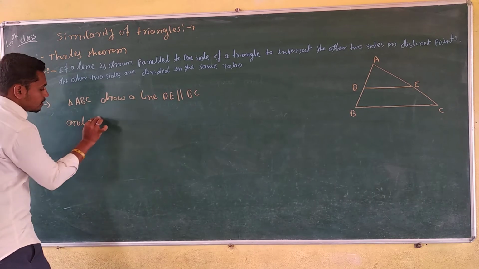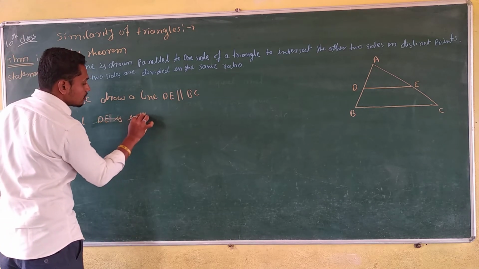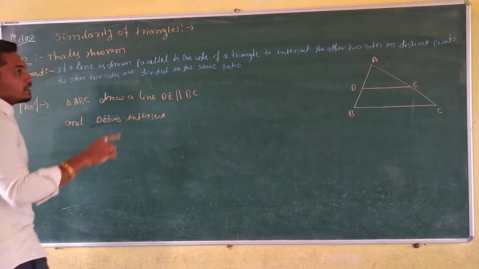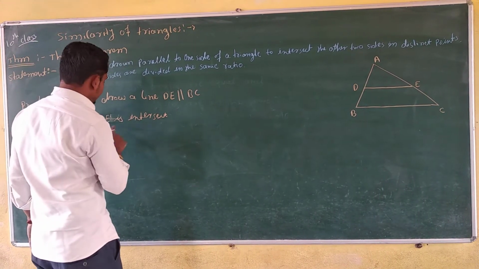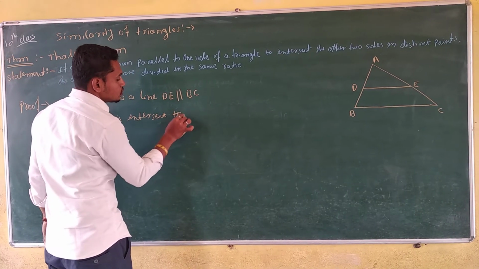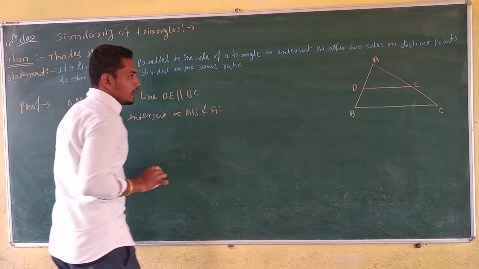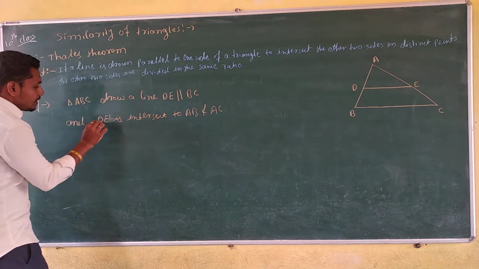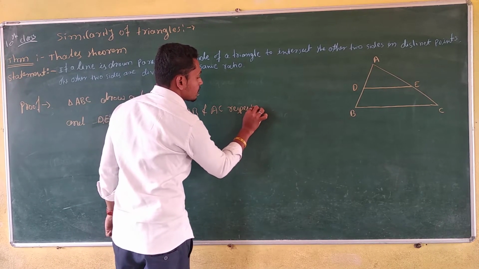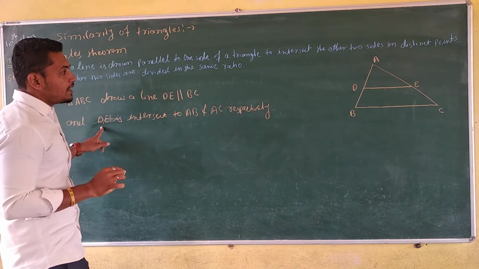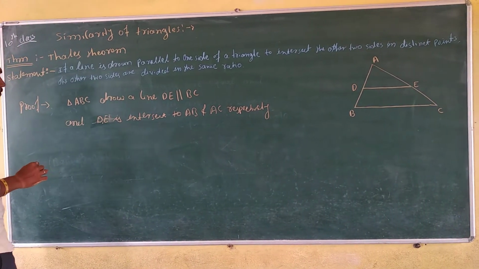And DE intersects the sides AB and AC respectively, which means point D intersects AB and point E intersects AC. So now, see here.